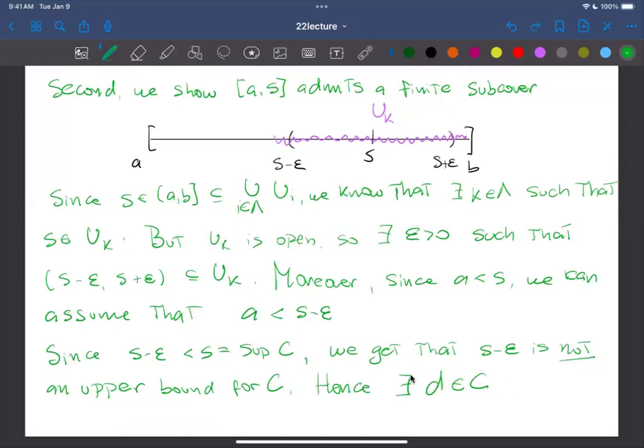So how do we write that? Bigger than S minus epsilon, but at the same time, smaller than or equal to S, because S is the supremum. So my D will live somewhere over here. And what I'm saying is S minus epsilon cannot be an upper bound, so there needs to be some D in C. And if you live in C, you are also smaller than or equal to S. Are we okay with this?